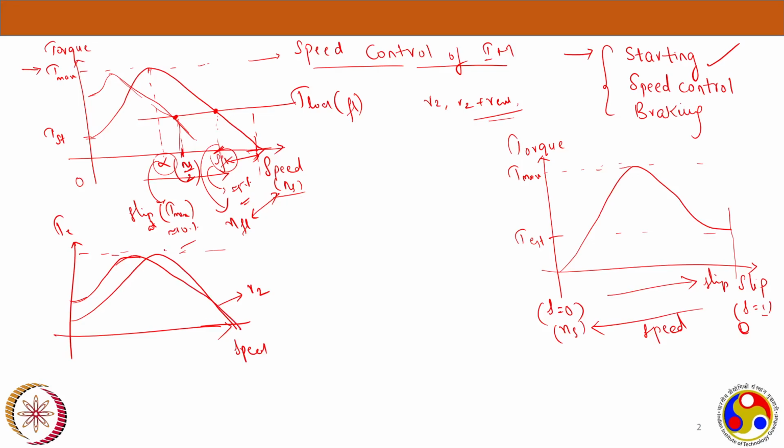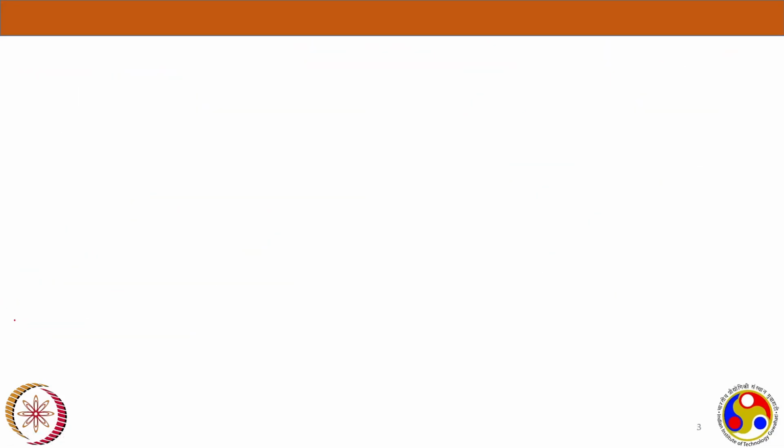But the maximum torque remains the same. That's what we saw from the formula: it is not dependent on R2. Now I will further increase the rotor resistance. This is how it will come. So this is for R2, this is for R2 plus R external, and this is for R2 plus twice R external. As you keep adding, you get an improvement in the starting torque: starting torque 1, starting torque 2, starting torque 3, varying the starting torque.